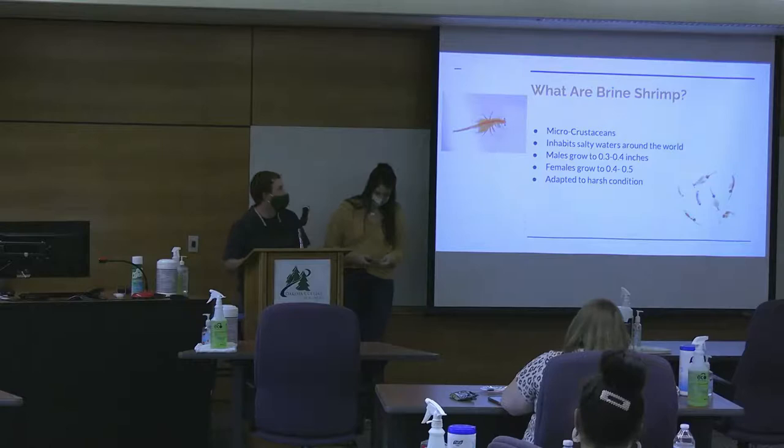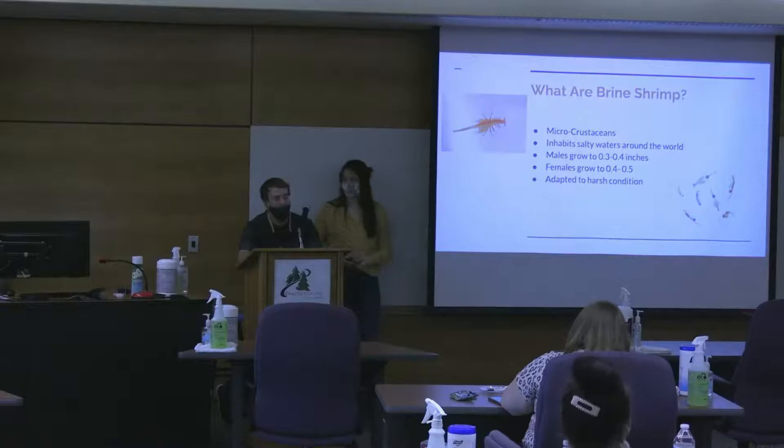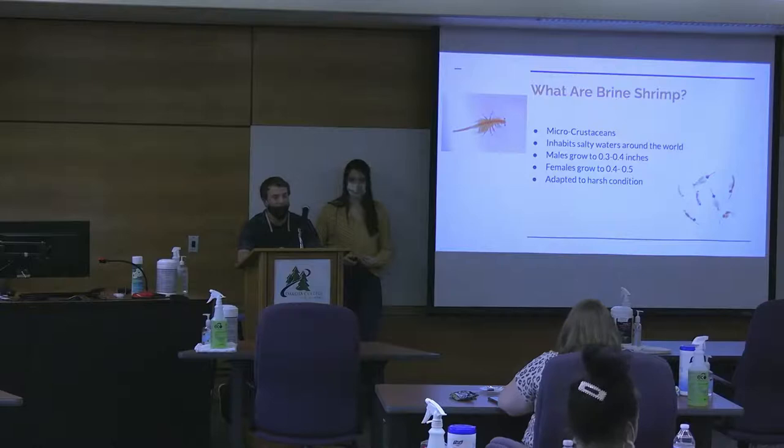So we'll talk about what brine shrimp are. They're a microorganism. They're in the crustaceans. They inhabit salty waters around the world. Males grow on average about 0.3 to 0.4 inches long, and then females growing about 0.4 to 0.5. And then they're adapted to more harsher conditions, which makes it better for this test.